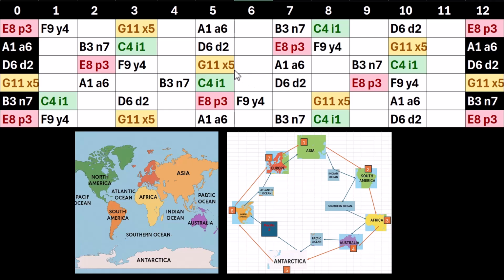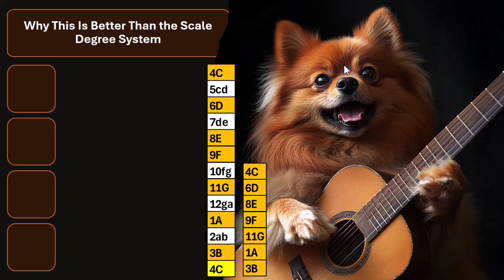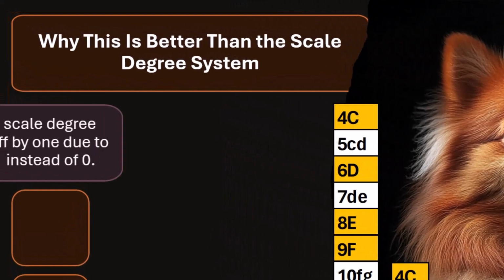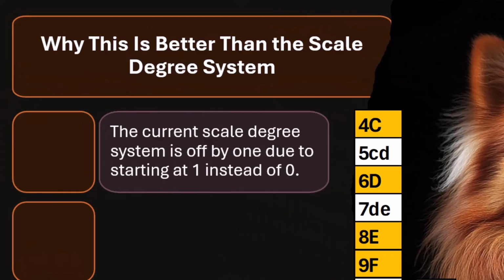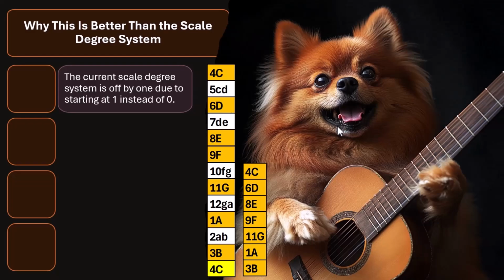So in this case, if I'm looking at this collection of notes, this is the 1, this is the 5. So I could use the context of measuring up something similar to scale degrees, but I don't need to make that the 1. I need to just say I'm going up in context, 2 notes up from the 7-note collection of notes that are in order. All right, why is it better than the scale degree system? The current scale degree system is off by 1 due to starting at 1 instead of 0.